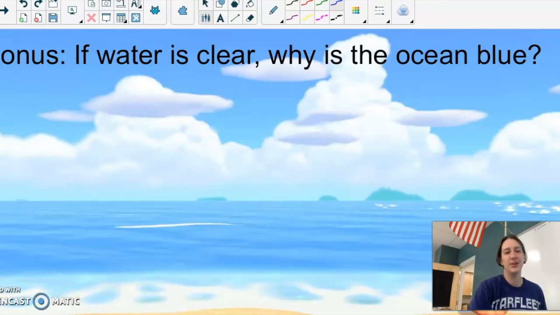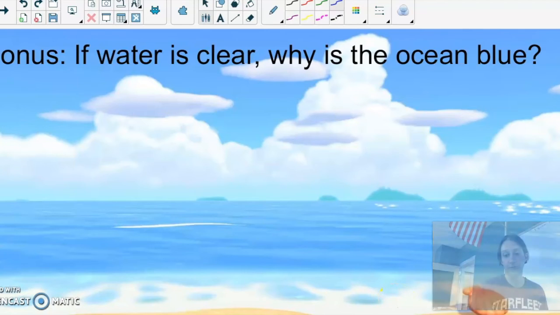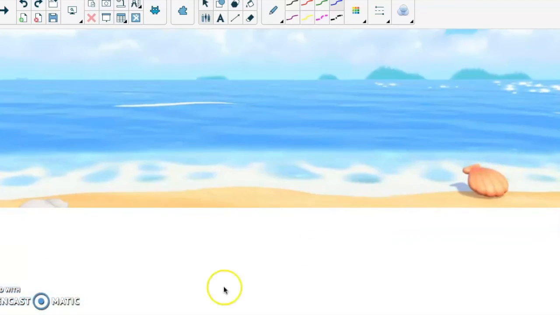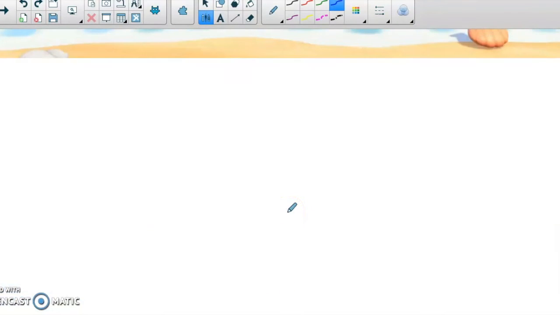So our next bonus question, which maybe you thought of as we were talking, is, okay, if the water is clear, then why is the ocean blue? Well, that again depends on the reflection and refraction and transmission of the sunlight rays through the atmosphere. So if I were to draw an ocean water column, let's see how this goes.